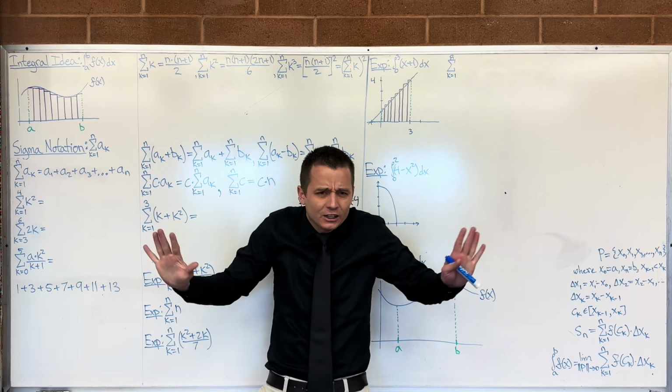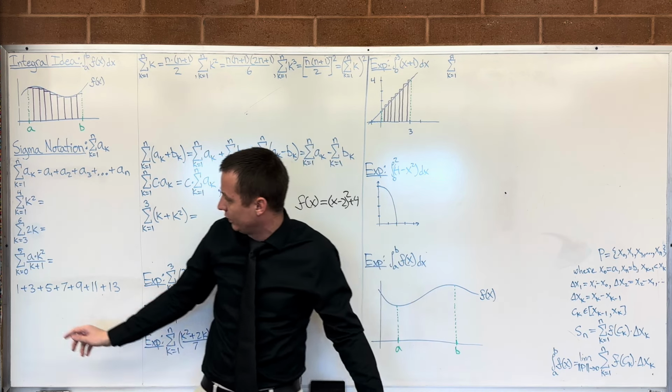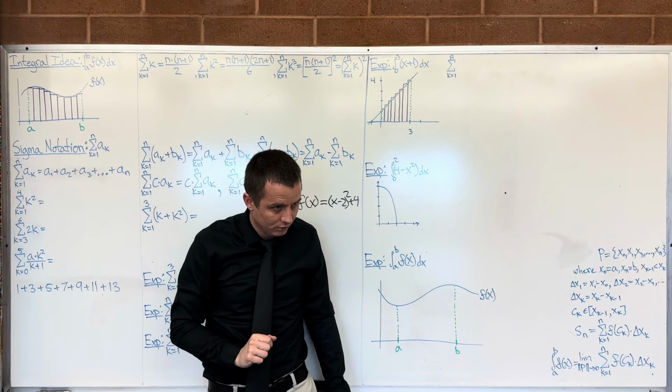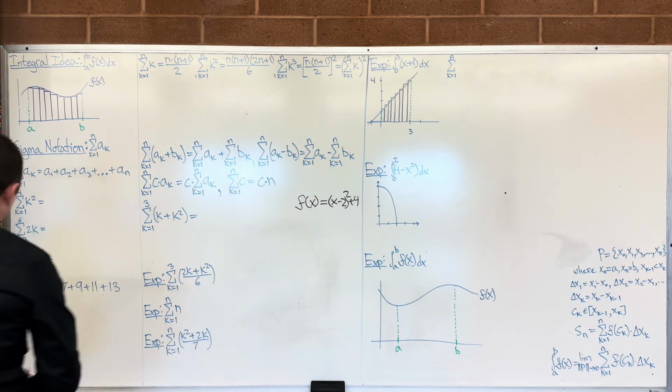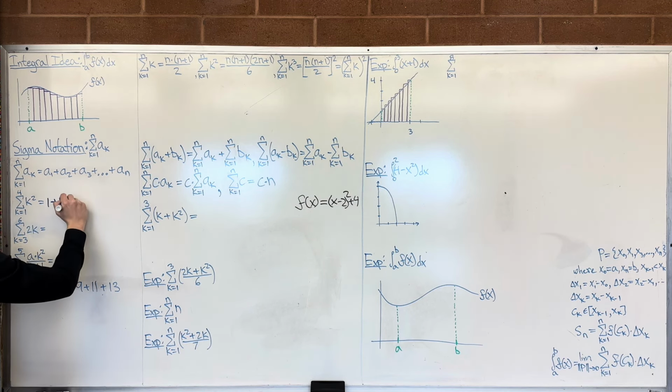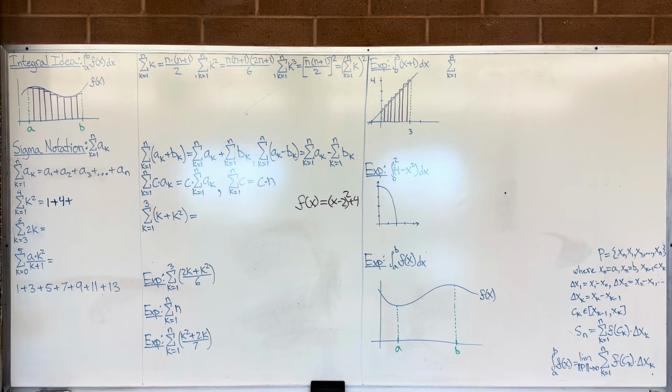So let's just do some very concrete examples, try and make this very clear. We're going to take the sum from k equals 1 to 4 of k squared. So how exactly do we do this? We plug in 1 for k. What's 1 squared? 1. Then you add it to what you get when you plug in 2 for k. 4. Plus what you get when you plug in 3 for k.